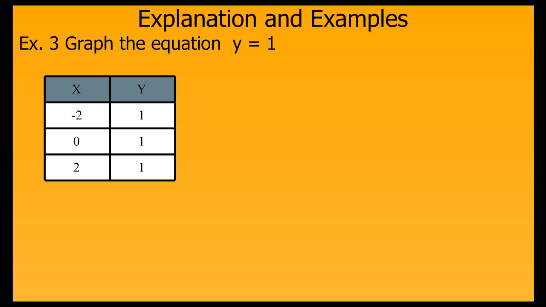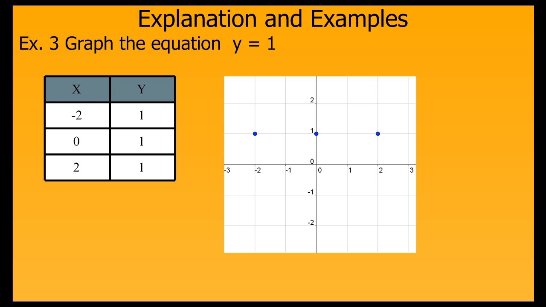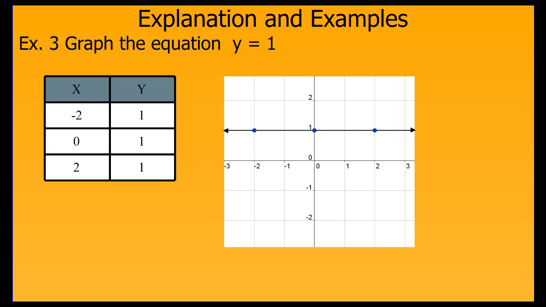We plot the points and notice that not only do they lie on a straight line, but that the line is horizontal. We connect the points and add arrows to the end. Any equation in the form y equal to a constant with no x at all is going to end up being a horizontal line through whatever that constant is, in this case positive 1. In the future, we could skip making the table and just draw the graph if we remember this.